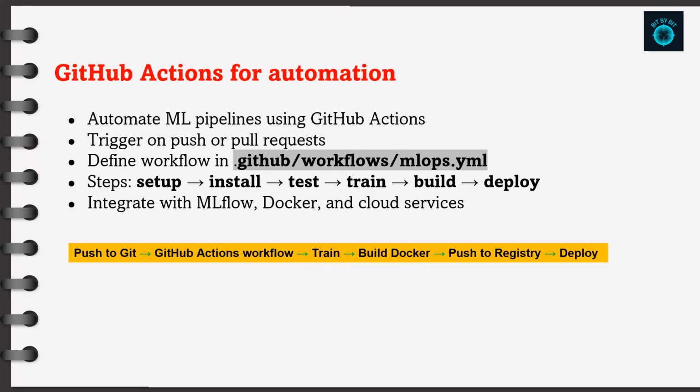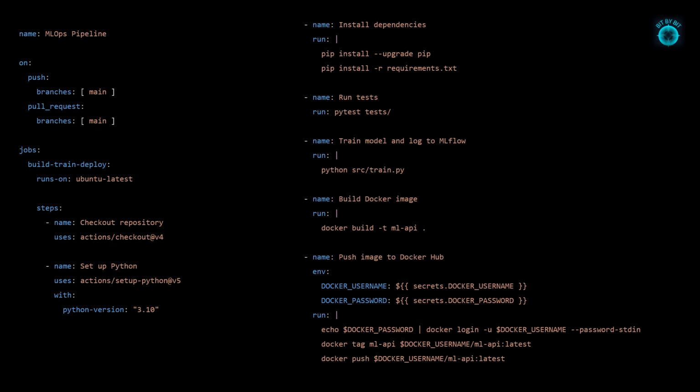main branch. In MLOps, a typical pipeline includes these steps: set up Python and dependencies, install project requirements, run automated tests or linting, train or validate the model, build and push Docker image, deploy the service automatically. Now let's look at a real example of a GitHub Actions workflow for an ML project inside MLOps.yml.